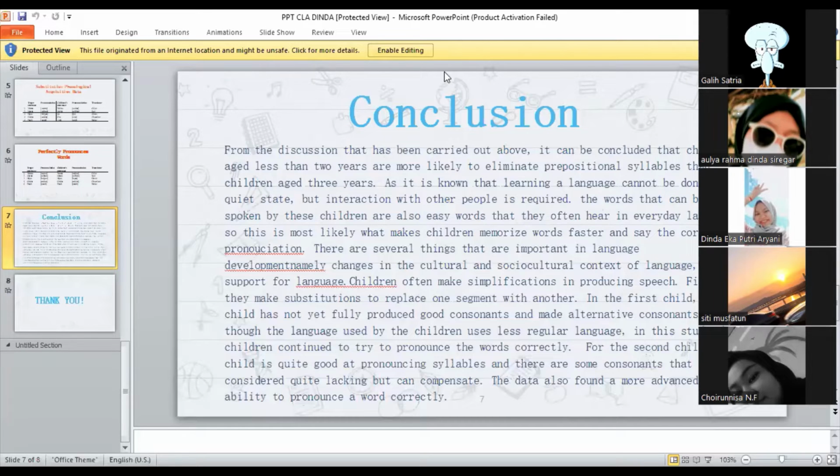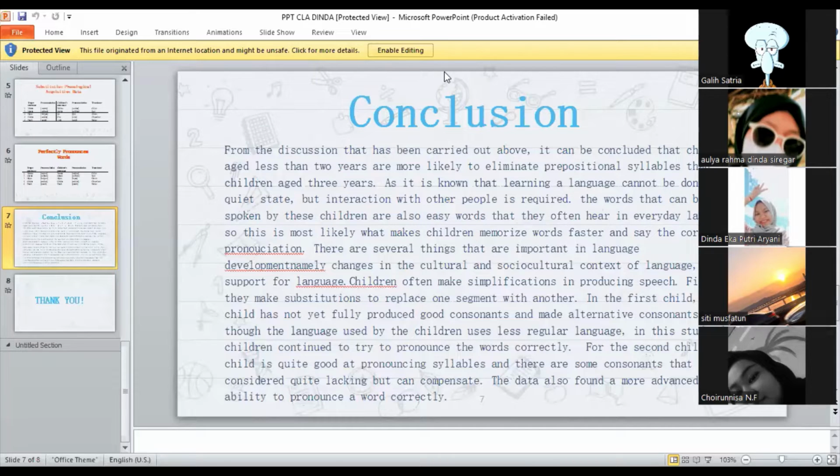Okay, I have a question for Dinda. Do the two children have a hard word to say in the analysis, and when spoken, will the child try to say the right word? Thank you.